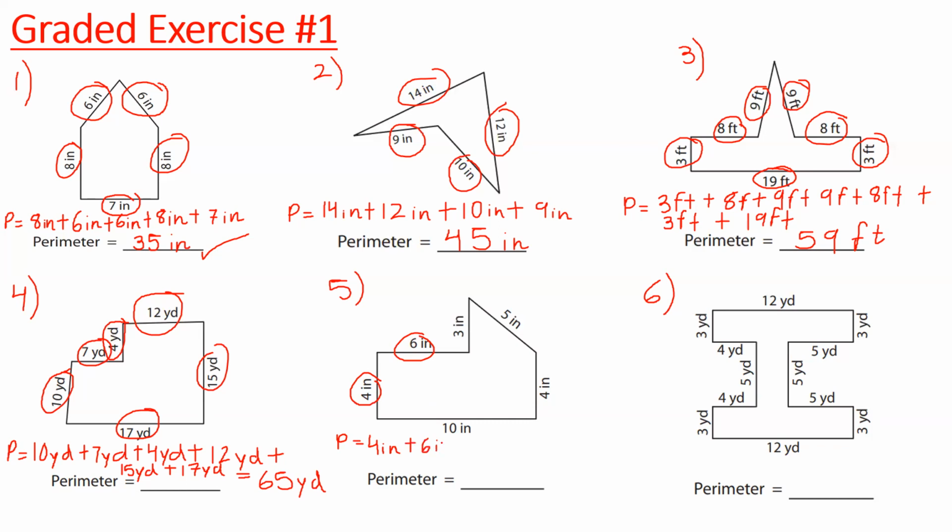And what do you get as your final answer? I got 38 inches. So 4 inches plus 6 inches plus 3 inches plus 5 inches. Janelle, what did you get for number 5? I got 38 inches. Jalen, what did you get for number 5?